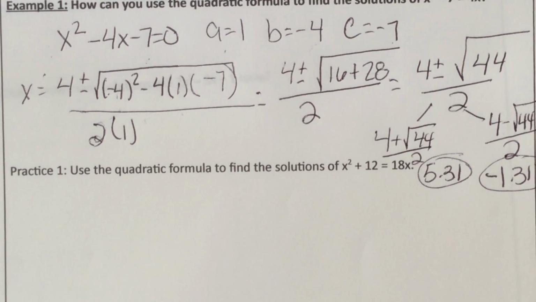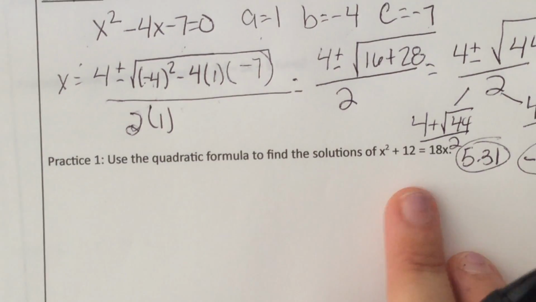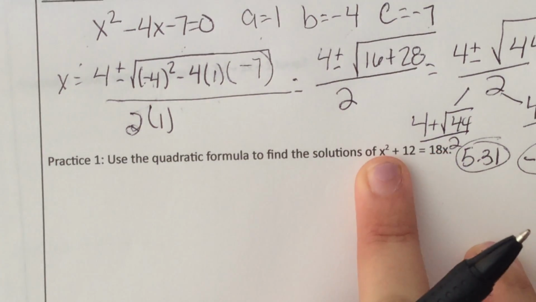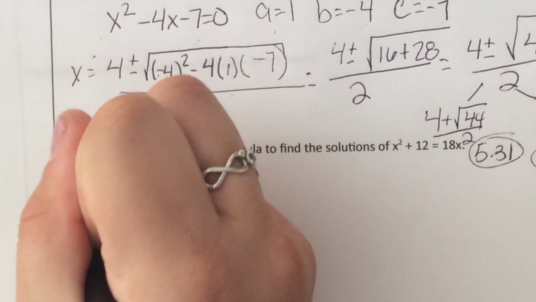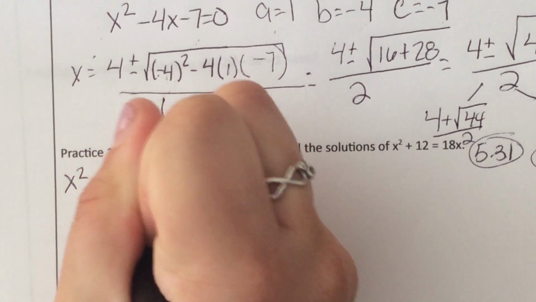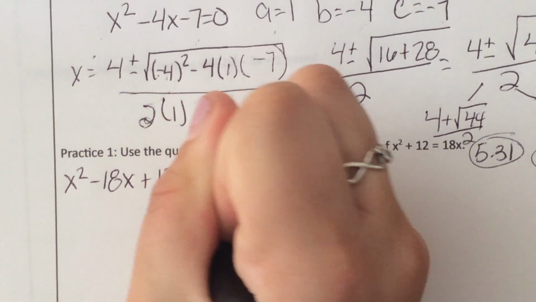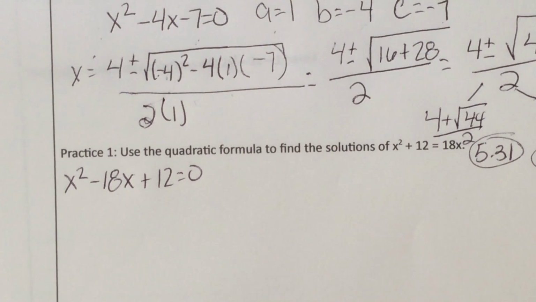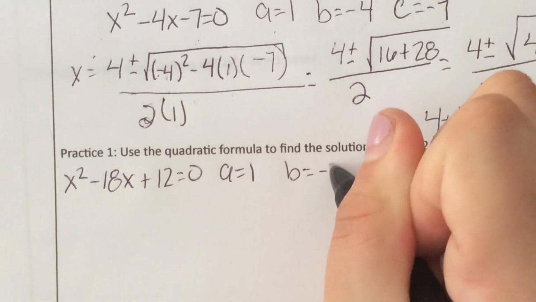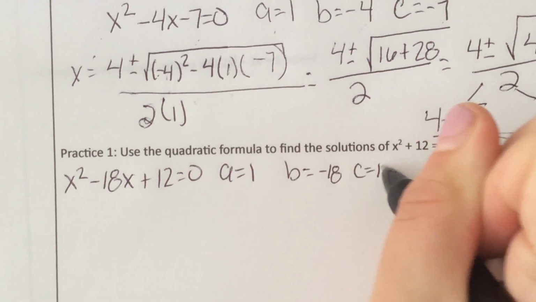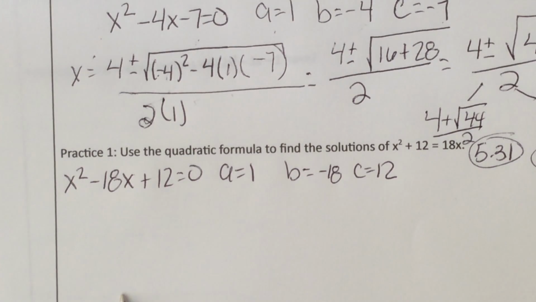Okay, so for practice 1, it's the same as the example. We need to get this 18x to the other side. So I'm going to subtract 18x on both sides. So you get x squared minus 18x plus 12 equals 0, because remember, it needs to equal 0. Okay? A equals 1, B equals negative 18, and C equals 12. So then you plug it in.